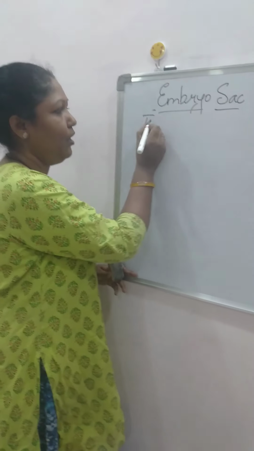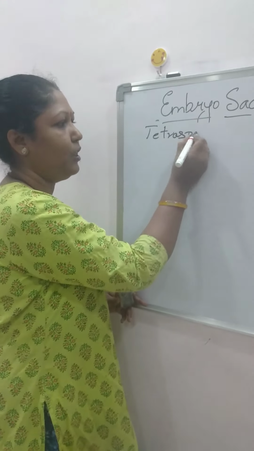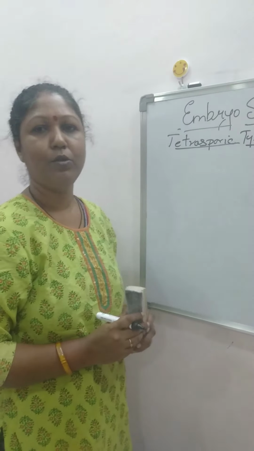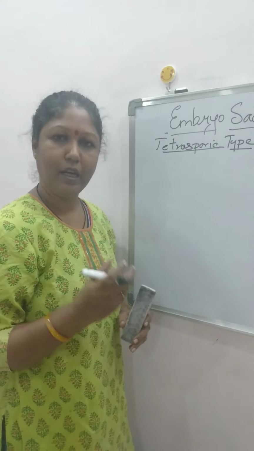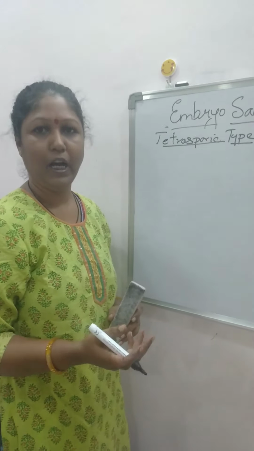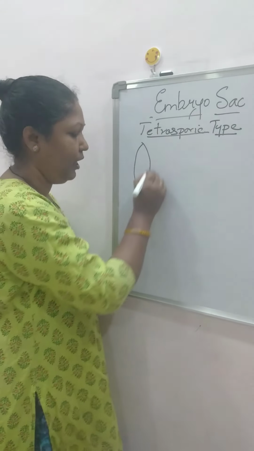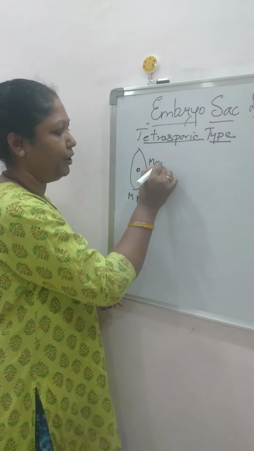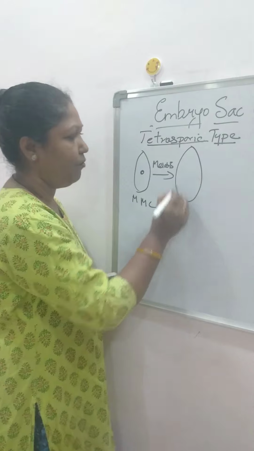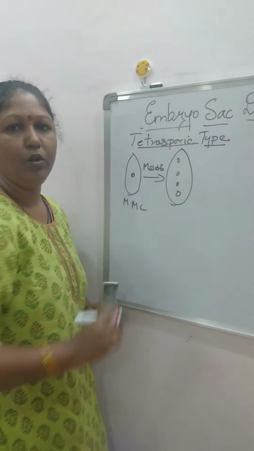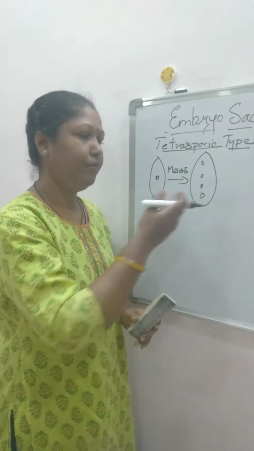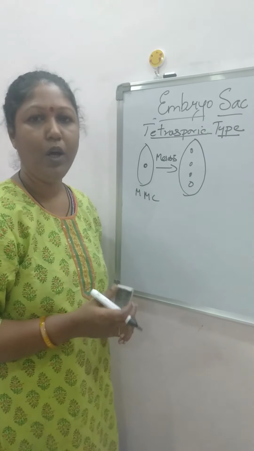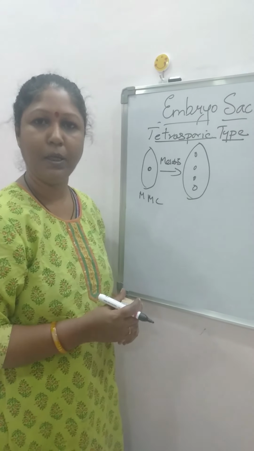Now in today's class, we are going to discuss the tetrasporic embryo sac type development. The name itself tells you that tetrasporic embryo sac is the embryo sac that develops from 4 megaspores. Initially, each MMC will undergo one meiotic division, and as a result we come across 4 megaspores. As usual, out of these 4 megaspores, 3 would degenerate and one single functional megaspore would give rise to an embryo sac, which is the female gametophyte ultimately.